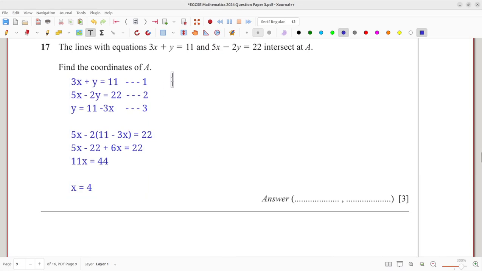Then what is y? Y is equals to 11 minus 3 times 4. So y is equals to 11 minus 3 times 4, that's 12. Then your y is equals to -1. So x, it's 4. Y, it's -1.